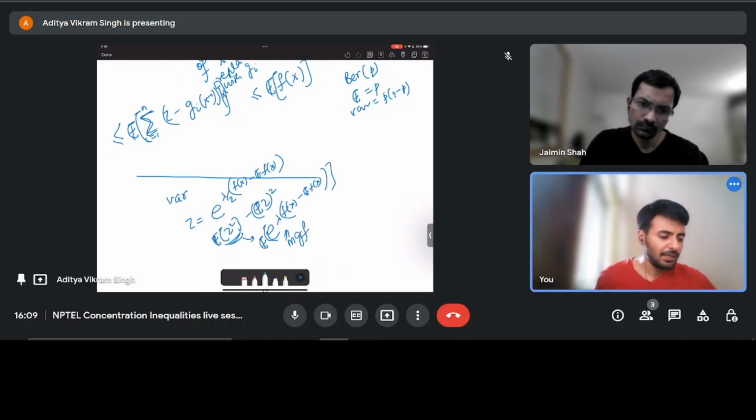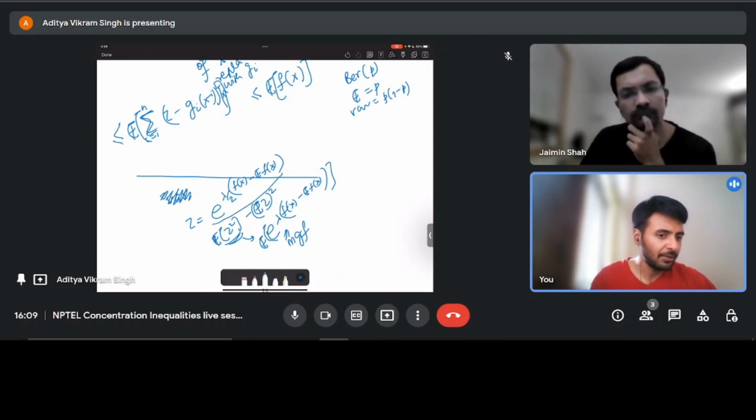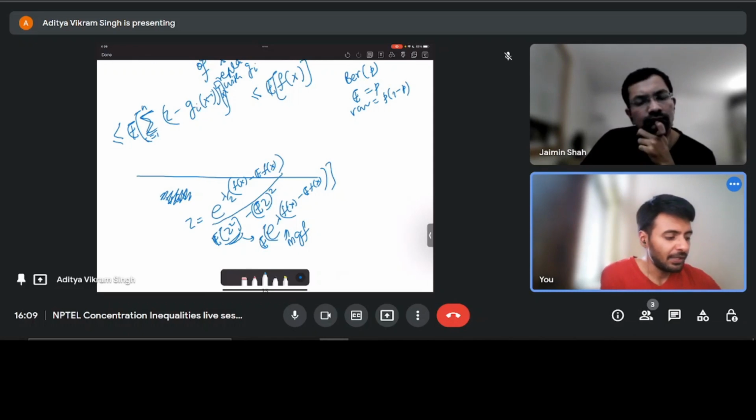This is why Efron-Stein is useful: even if you're just computing variances, you can use it to compute bounds on the moment generating function. You define a random variable like this with lambda by 2, and when you square it you get the usual moment generating function. So you bound the MGF using Efron-Stein.